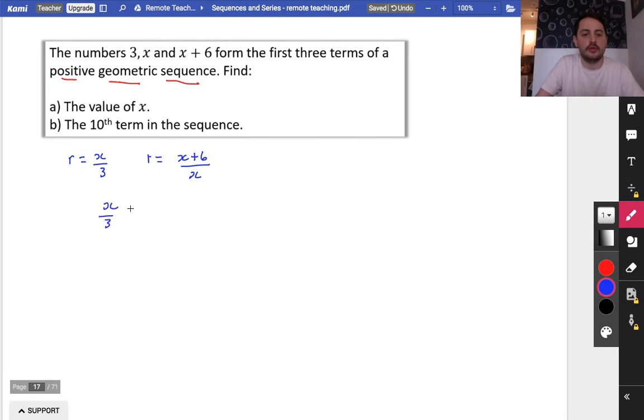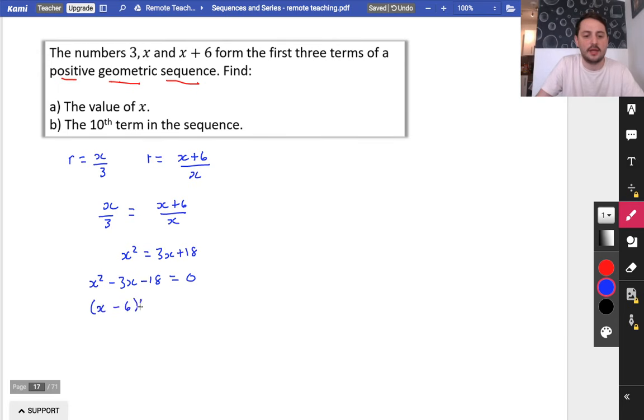So we get that x over 3 must be equal to x plus 6 over x. And now if I solve this equation, I get x squared equals, multiplying this by the x and multiplying this by 3, I get 3x plus 18. So we get x squared minus 3x minus 18 equals 0. And then we think about, does this factorize? Yes, I think this is going to factorize. So we get that x minus 6, x plus 3 equals 0. So either x is equal to 6 or x is equal to minus 3.